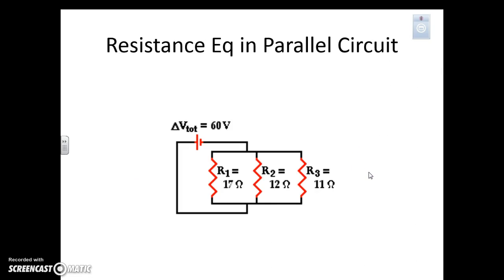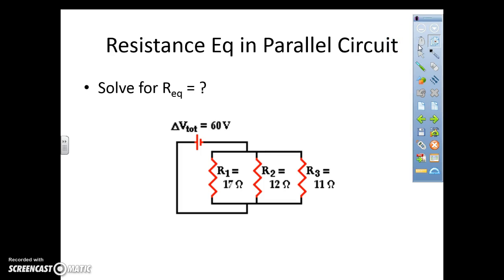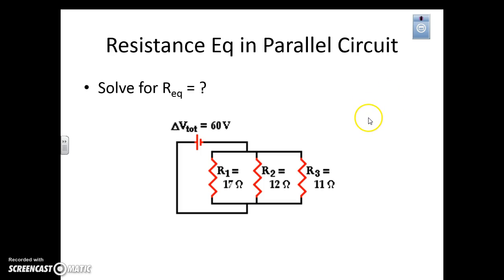We're going to use the property of resistance in parallel to solve this. So why don't you pause the video and see if you can solve this on your own. Okay, I assume you tried it, and when you did, you should get 4.29.